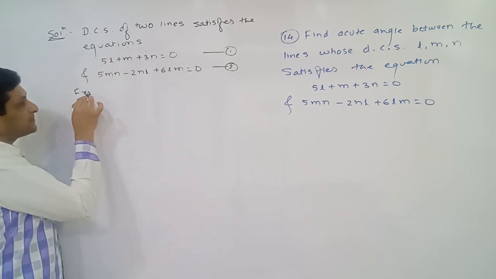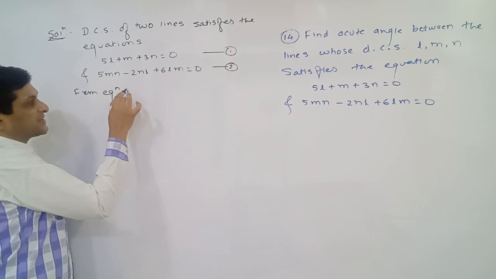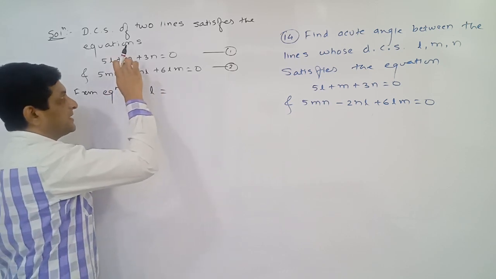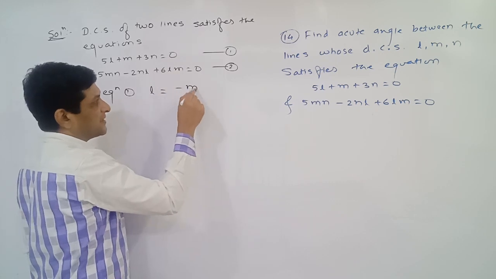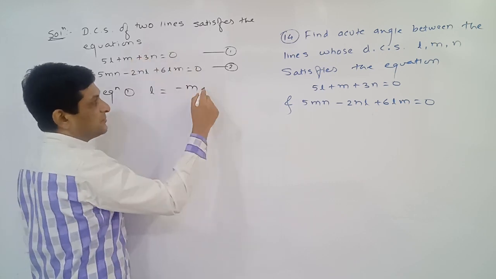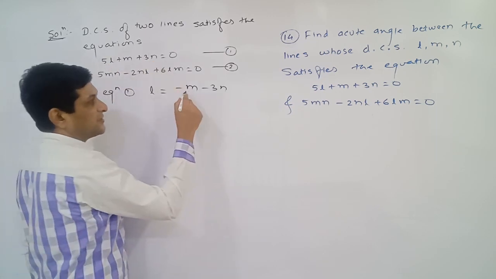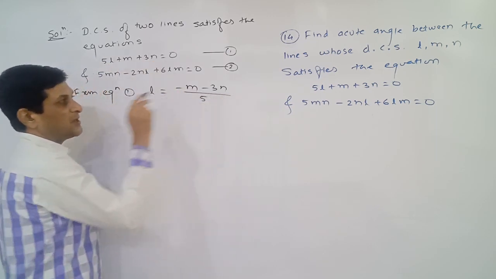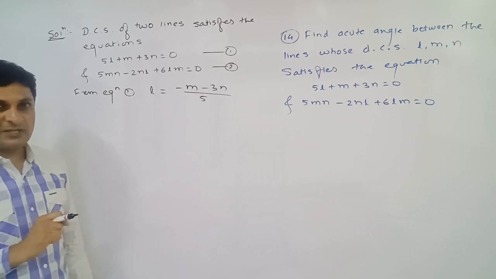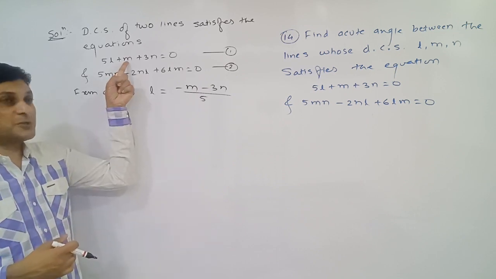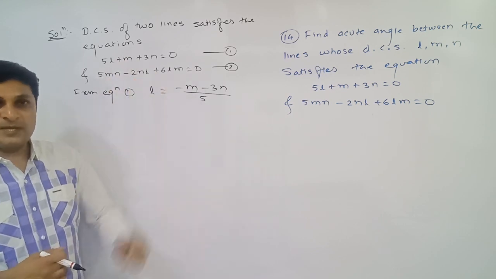So from equation first L will be equal to, let us see what value of L we will get. Plus M on this side will become minus M. Plus 3n on this side will become minus 3n. And 5 is multiplied to L on this side, it will get divided. So in this way we have got the value of L from equation number first. Again try to understand, you have a choice. You are able to substitute the value of M also or the value of N also.